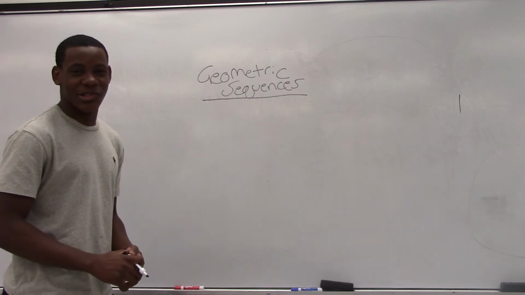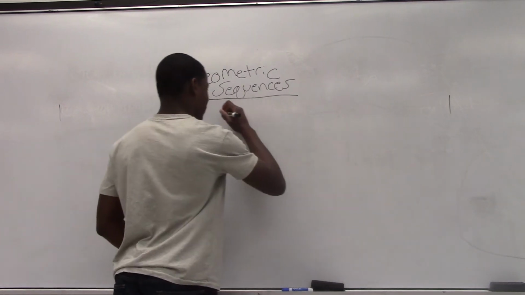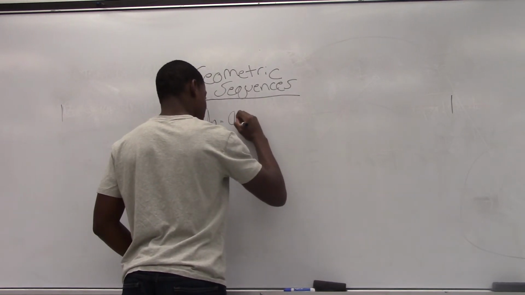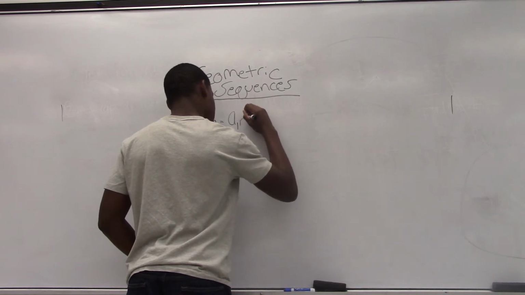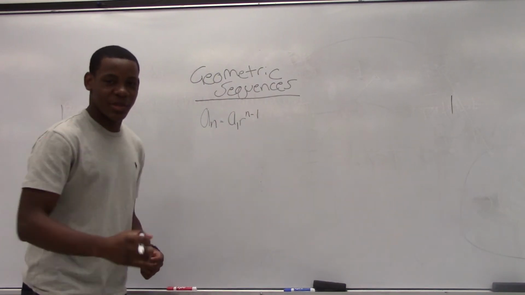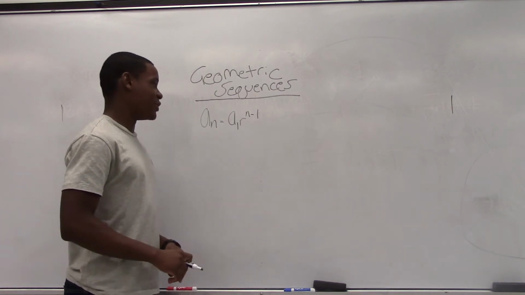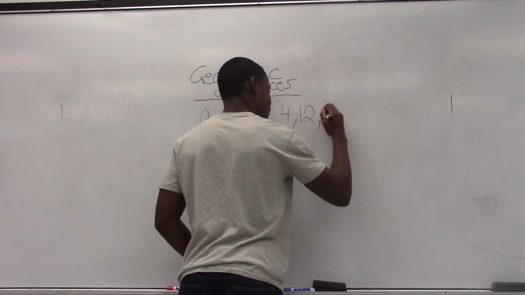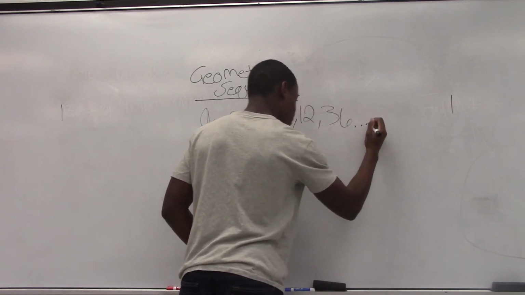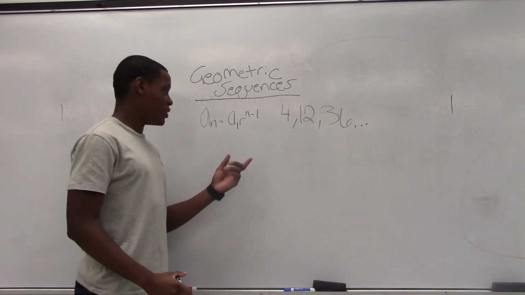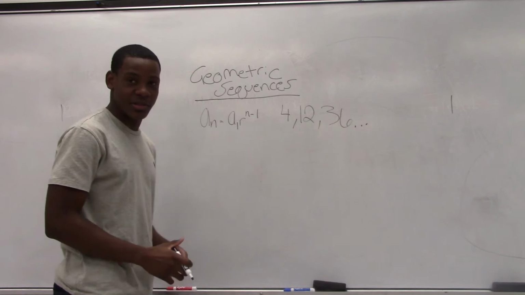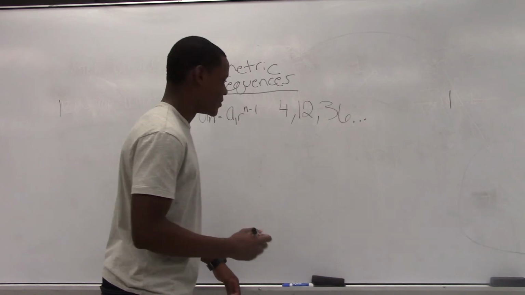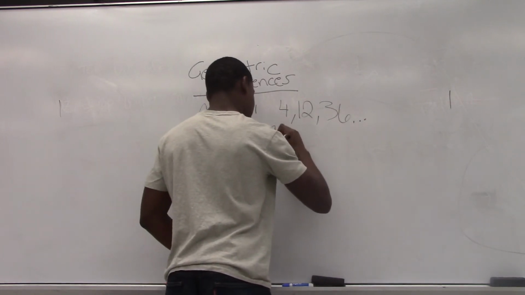Now we're moving on to the next part, which is geometric sequences. This is the explicit formula. You can use this explicit formula to find any term in a geometric sequence. We use this geometric sequence of 4, 12, and 36. Now you apply these numbers into the explicit formula to find whatever term you want. We're going to find the 10th term in this sequence. So you replace n with 10.